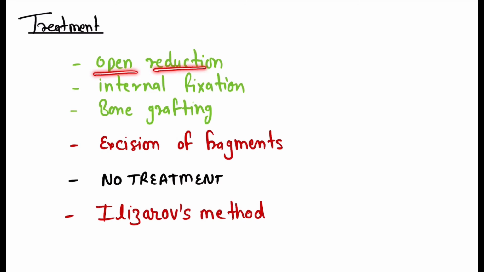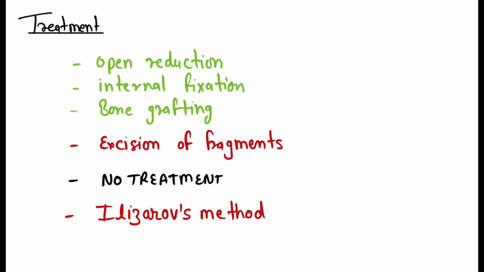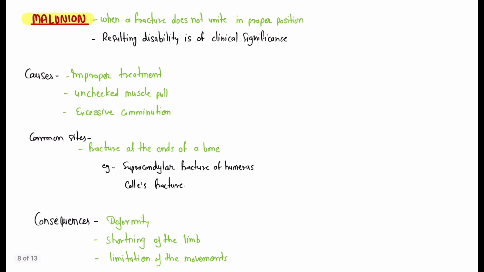Treatment: open reduction we can do, then internal fixation, then bone grafting if the fracture is going into delayed union or non-union. Then if excessive formation of bone is there, we can excise the fragments of the bone which are giving some malunion or something. Then in some conditions, if just delayed union is there, no treatment is required. Then one method is Ilizarov's method, which is also written in Maheshwari. Then next we will talk about malunion.